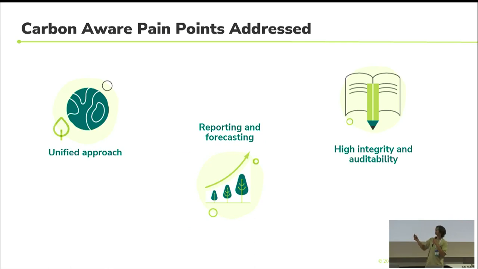And I'll quickly go through this without going into too much detail: how the Carbon-Aware SDK addresses this pain point is it allows for reporting and forecasting, so predicting and planning how the application might scale or move around in the future, as you saw in the Kubernetes example. It brings a unified approach which can be used and integrated by anyone. It's an open source tool. Anyone can use it. Any corporation can incorporate it in their workflow. And it allows for high integrity and auditability, allows you to look back at why certain decisions were made and use data from verified sources without greenwashing.